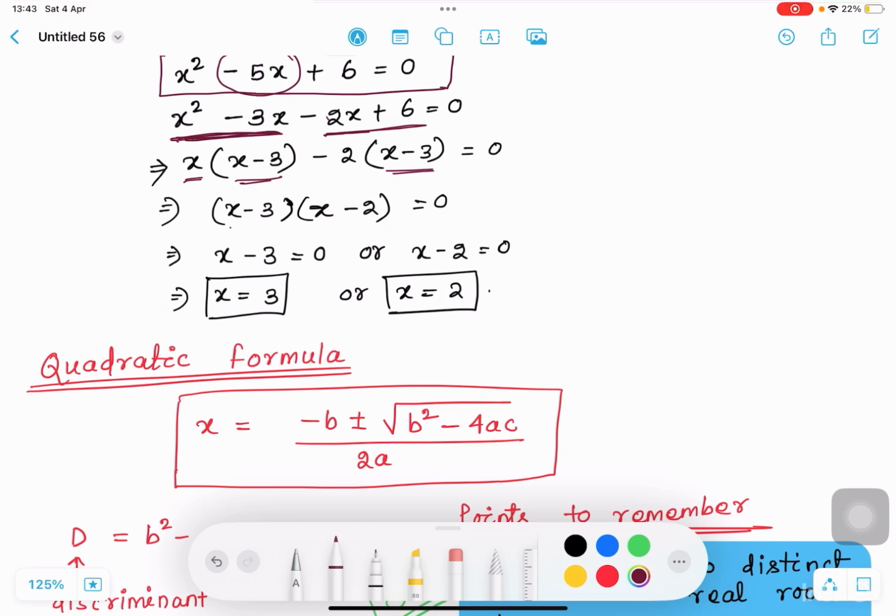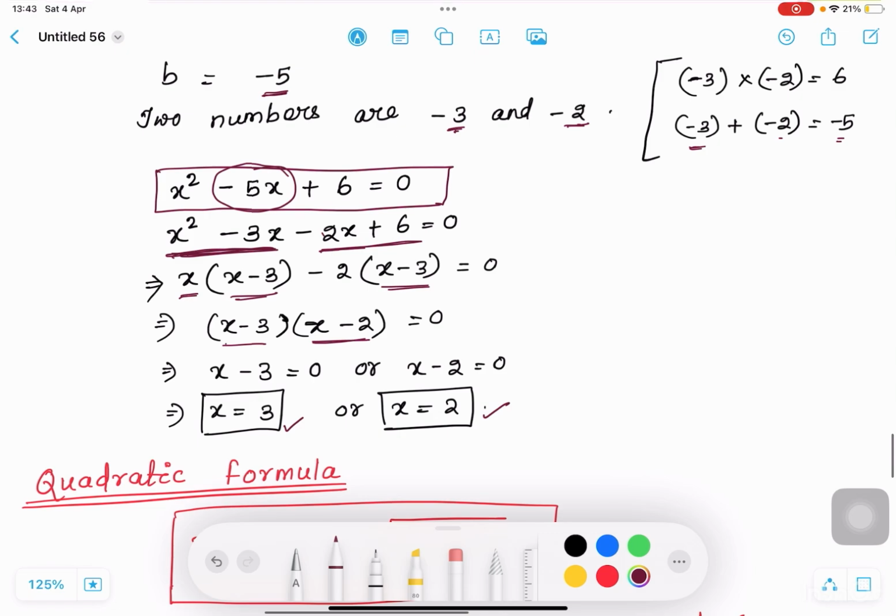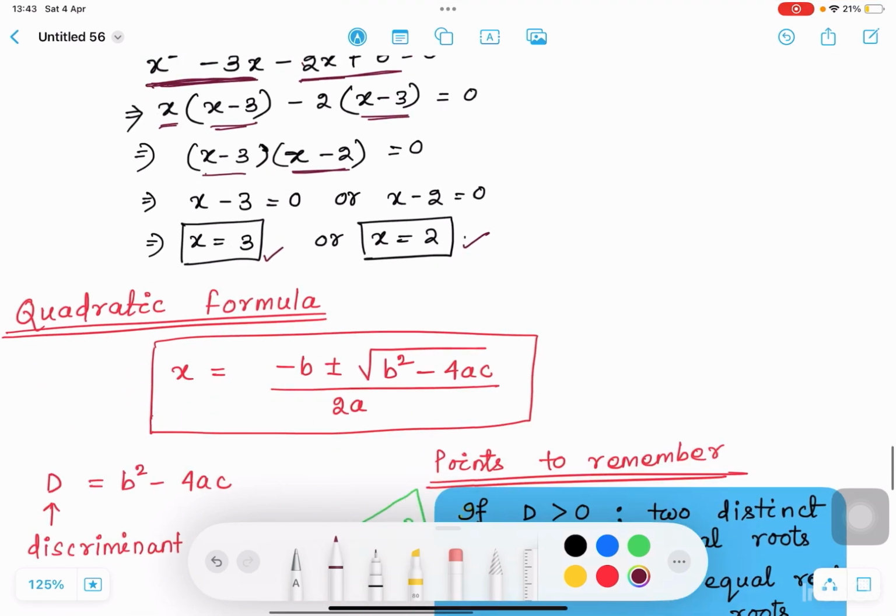So we find two linear terms, x - 3 and x - 2. x - 3 = 0 or x - 2 = 0, or we can write x = 3 or x = 2. So we found two roots, 3 and 2. If we put x = 3, the value of the quadratic equation will be 0. Likewise, if we take x = 2, the value will also be 0.